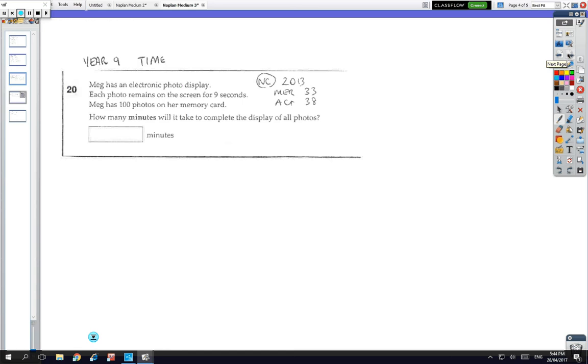Okay, so again with time. Okay, again we've got down to less than a third, and it's non-calculator. So have a go, pause, and when you're ready, come back live. Okay, so she's got 100 photos, and we've got 9 seconds. So we've got 900 seconds. Now that's not the answer because the question says it has to be in minutes. Okay, so we've got to convert 900 into minutes.